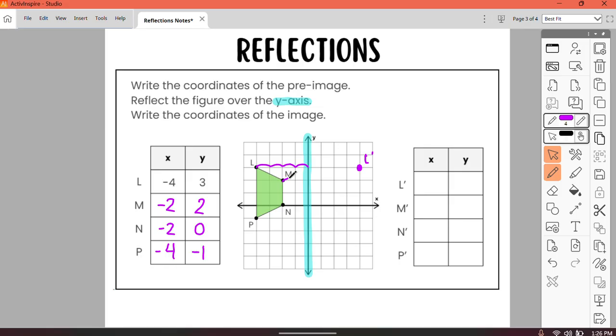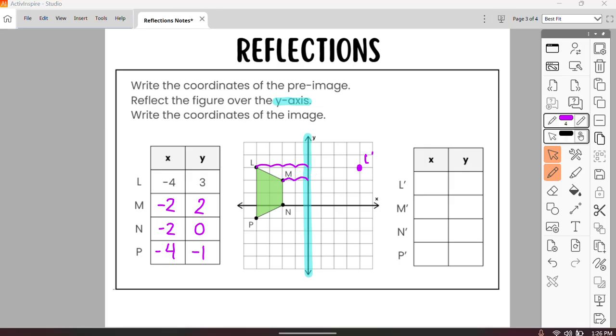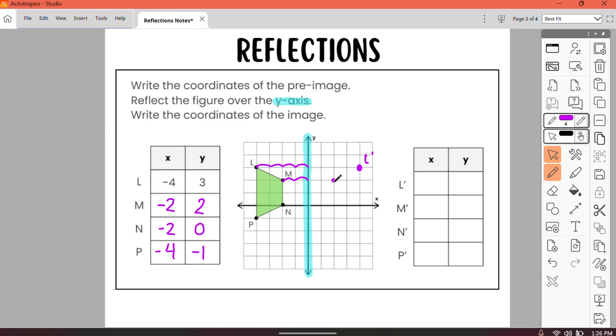So M is 1, 2 spaces from the highlighted axis. So its reflection is going to be 1, 2 spaces from the highlighted axis, and that is M prime. Now, I would say you don't need to draw those jumps because it's probably going to make your paper confusing. But for the first time of you seeing this, I want to draw them so that you can see what I'm doing. Okay.